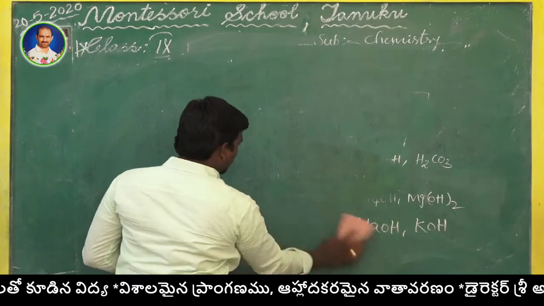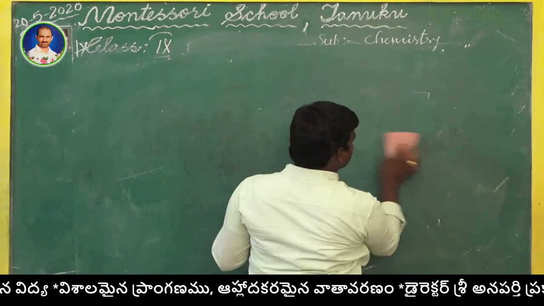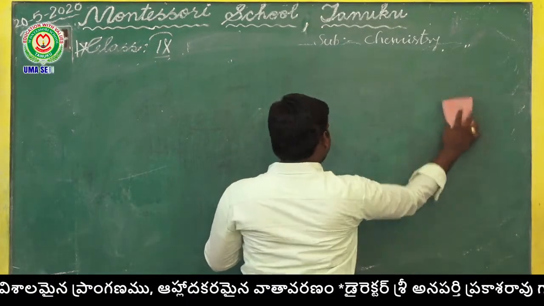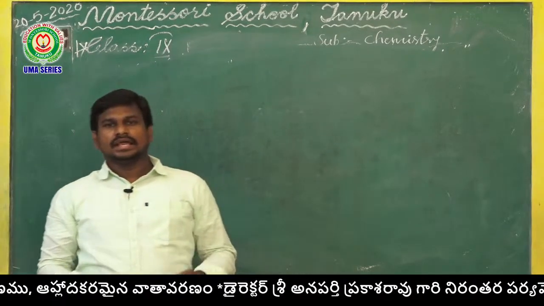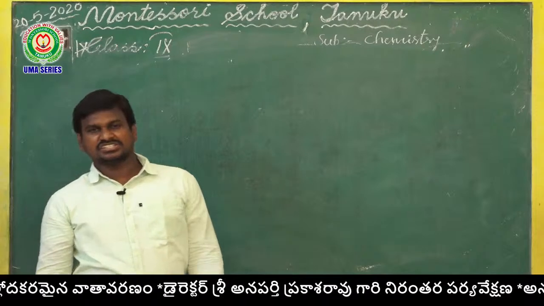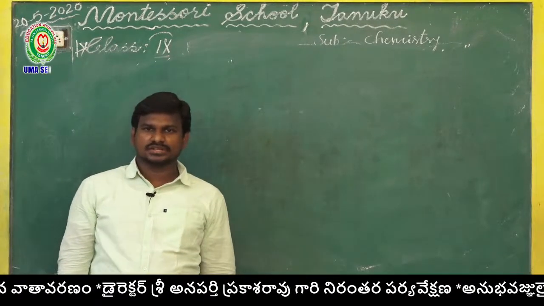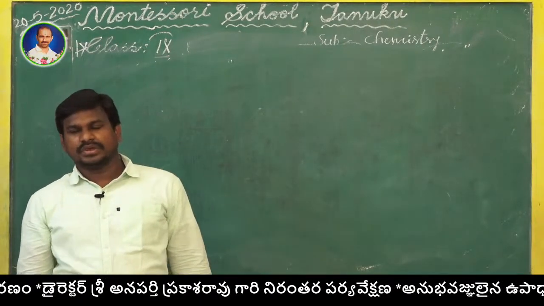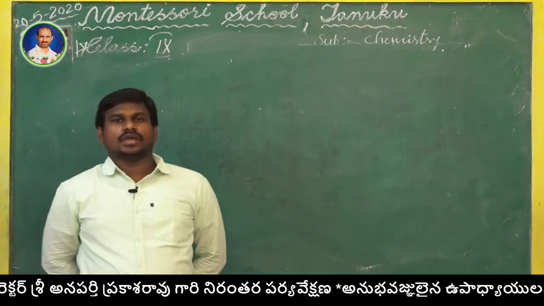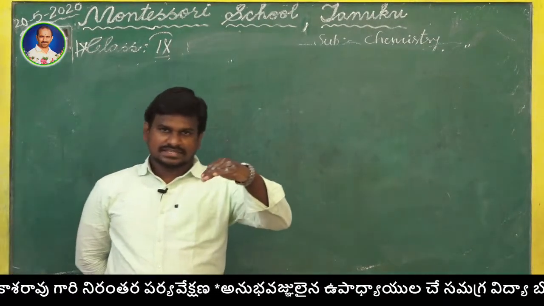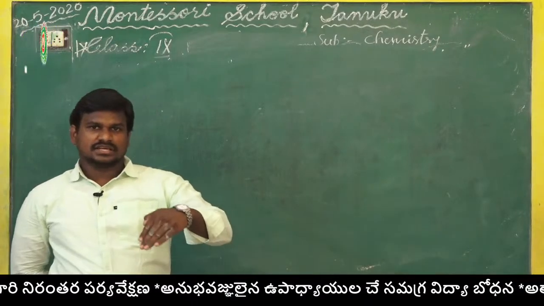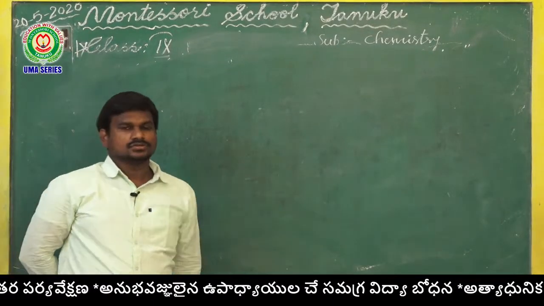So after this pH scale, the importance of pH scale. Living organisms can survive in a narrow range of pH change, that means nearly 5.6. If the pH is less than 5.6, survival would be difficult. So that is the main point.